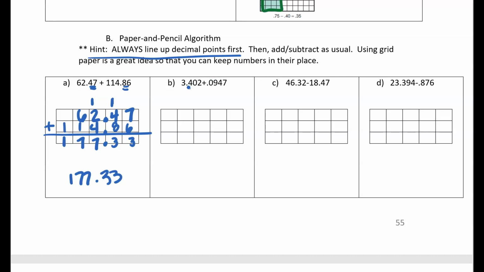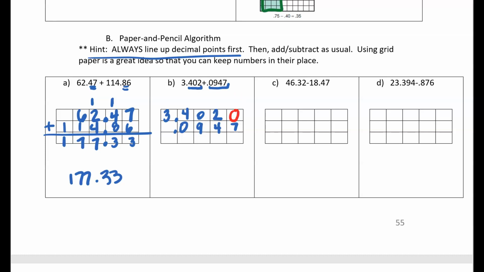So this one, notice there's 3 numbers after the decimal place, and there's 4 numbers after this one. So I'm going to draw the one with the 4 numbers first. So 7490, and put my decimal place. So that way I've got enough room in my grid. And then I'm going to write 0.402 there.